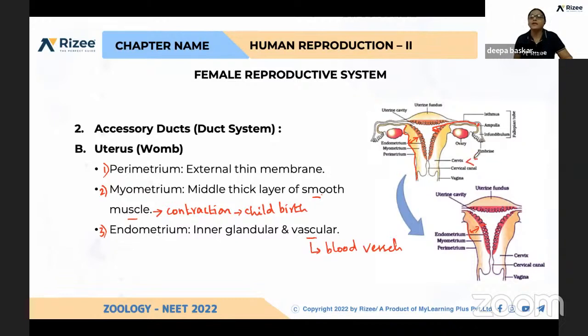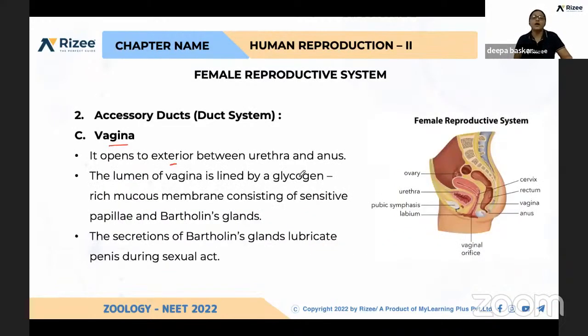That is internalis and externalis. So the internalis opens into the uterus and the externalis opens into the vagina. And the vagina leads to the exterior between the urethra and the anus.